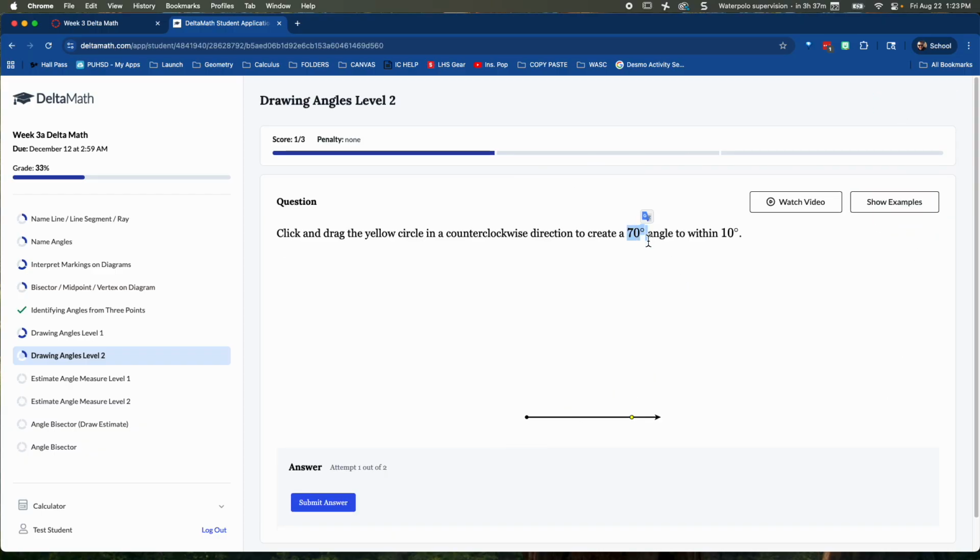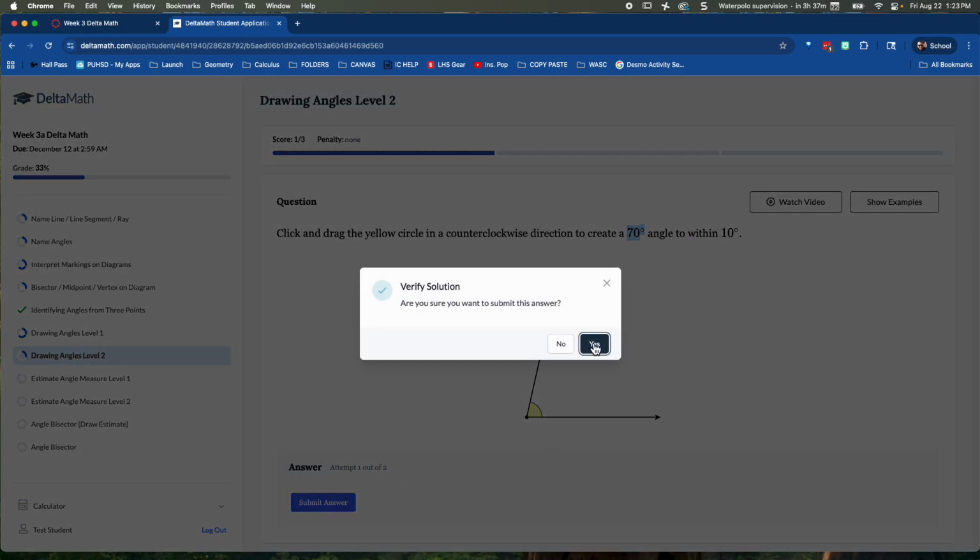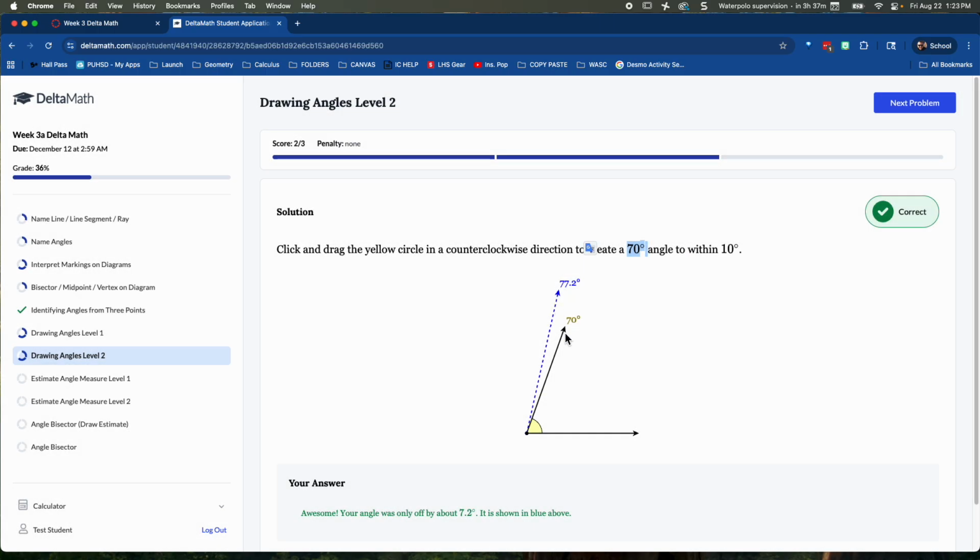This next one wants me to hit 70 degrees. Well, again, I know 90 degrees is straight up, so I could go straight up and then come back a little. Let's see if this is close enough. Ooh, we are just close enough.